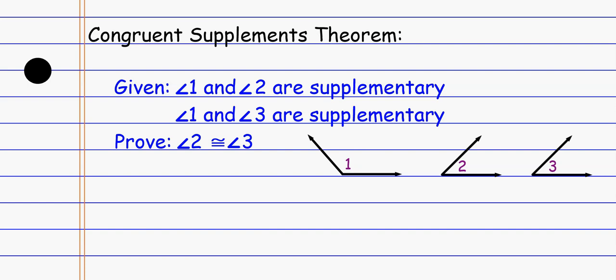It says angle 1 and angle 3 are supplementary. Angle 1 and angle 3 are supplementary. I want to prove that angle 2 and angle 3 are congruent, all right? And this one might seem more obvious. If 2 angles are supplementary to the same angle, don't those 2 angles have to be the same? All right, and so we're thinking about that. Well, let's put that into a step-by-step proof of this thing, okay?